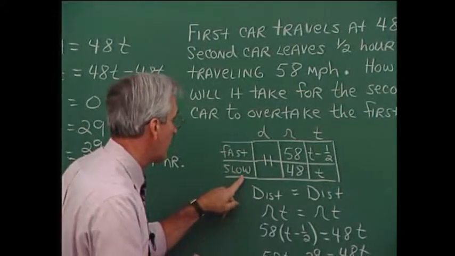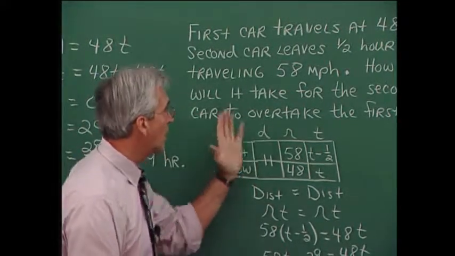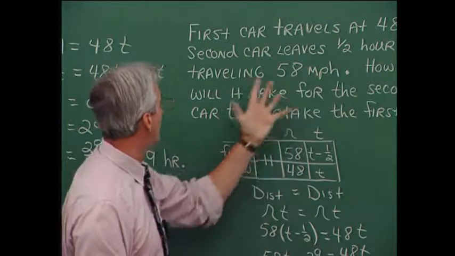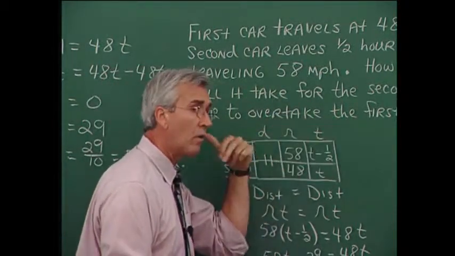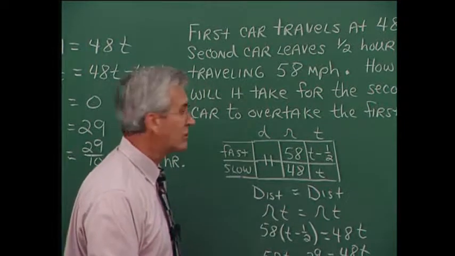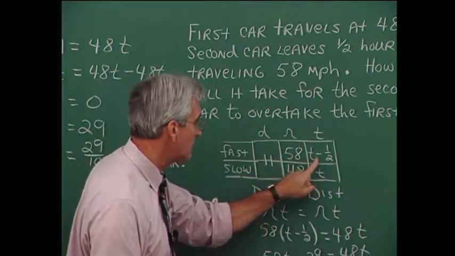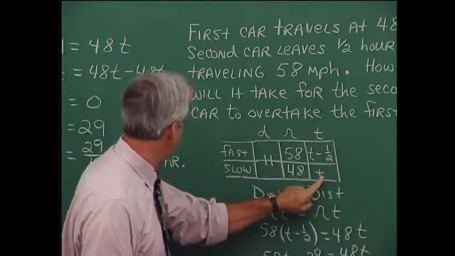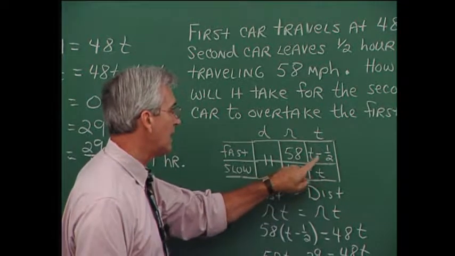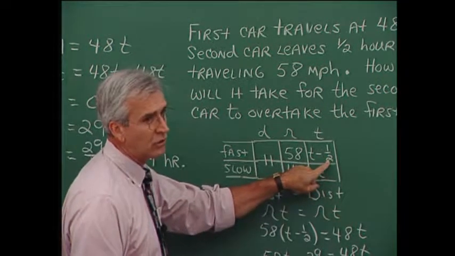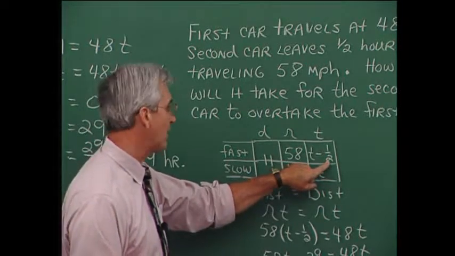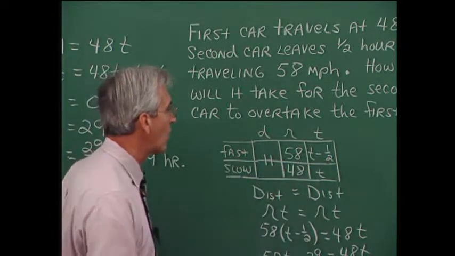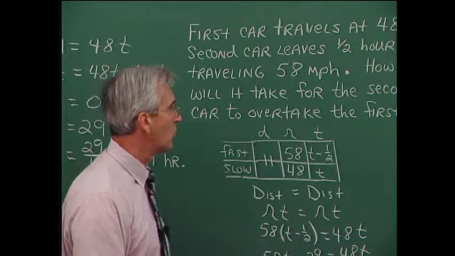This is that little discussion we went through before. And that's not really what we want over here, because we're asked how long will it take the second car, the fast one, to overtake the first car. So we want the time associated with the fast car. Now, the fast car's time is t minus 1/2. If t is 2.9, then it's 2.9 minus 0.5. That's 2.4. So the fast car's time is 2.4 hours. It'll take 2.4 hours for the fast car to overtake the first.